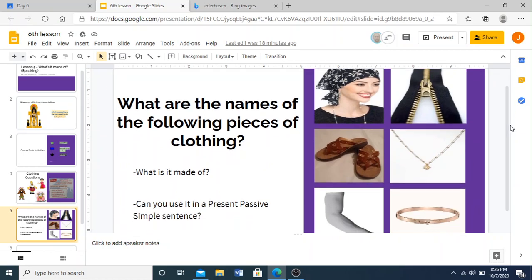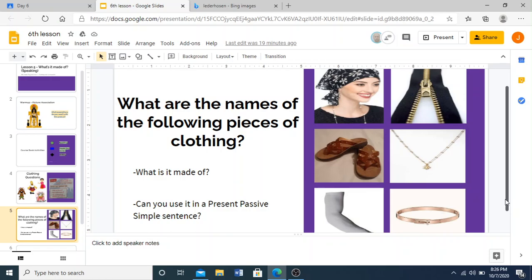Okay, yes, these are sandals. What are they made up of? Of course, they're made up of leather. Necklace. What are necklaces made up of? Necklaces can be made from different materials, but mostly we have gold and silver.